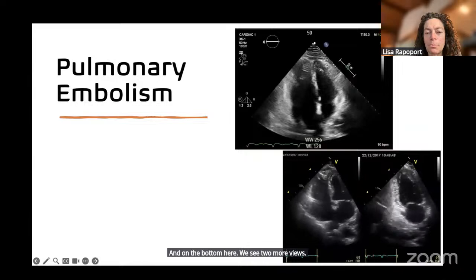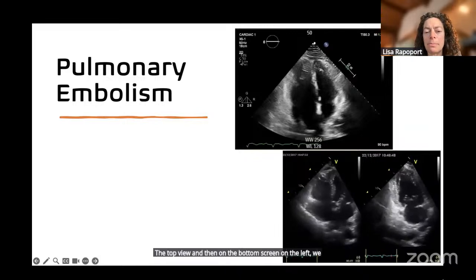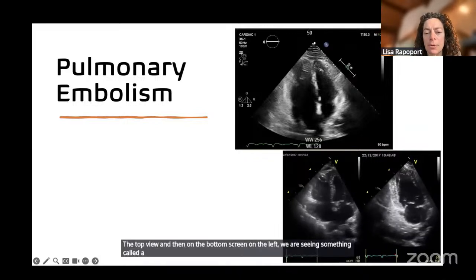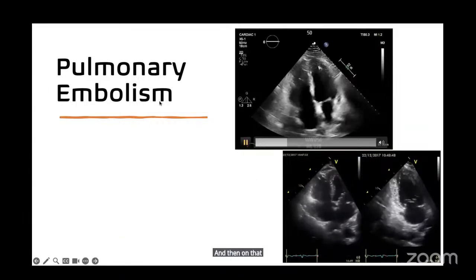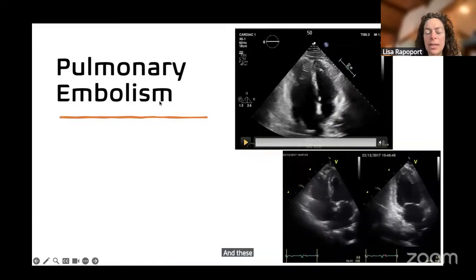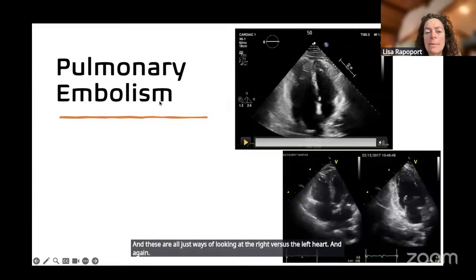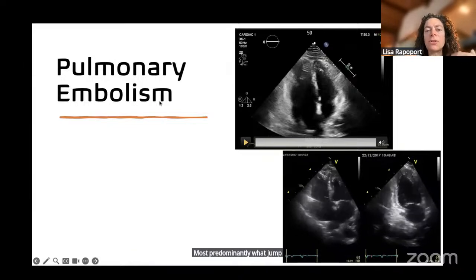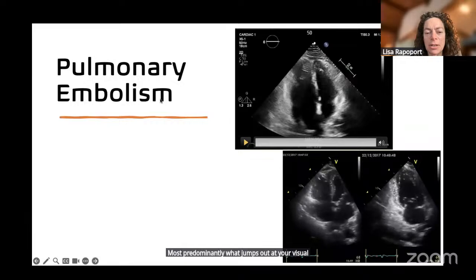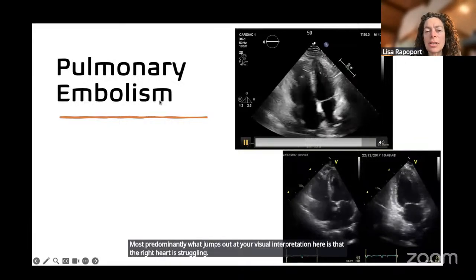The top view, and then on the bottom screen on the left, we are seeing something called an apical 4 chamber. And then on that right most bottom corner view, we're seeing an apical 2 chamber. And these are all just ways of looking at the right versus the left heart. And again, most predominantly, what jumps out at your visual interpretation here is that the right heart is struggling. It's larger than the left heart.